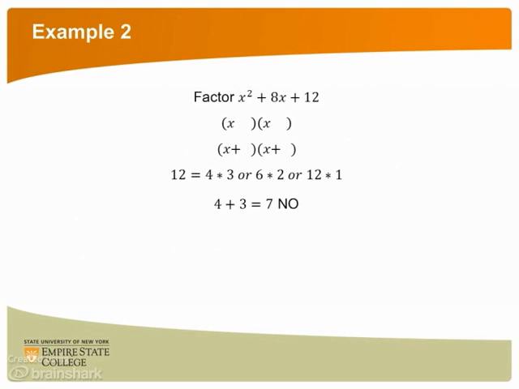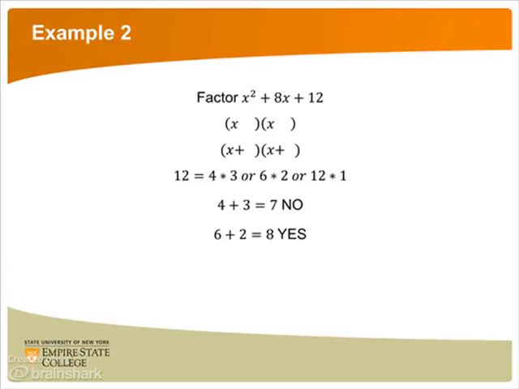Because our factor had a plus at the end, we will add our factor pairs to match to the 8, that is, the coefficient of the x term. Adding 3 and 4, we get 7. That pair of factors did not work. We try the next pair of factors. 6 plus 2 does equal 8, so this pair works.